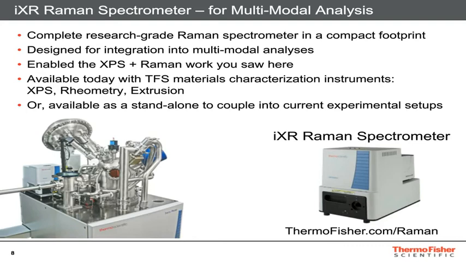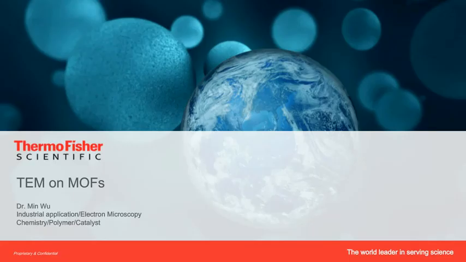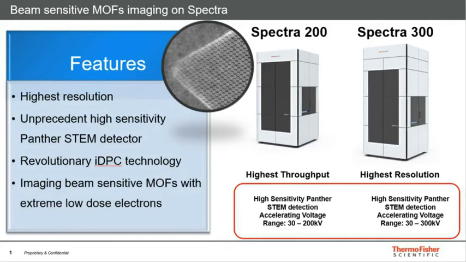So, thanks to Matt's introduction. In this session, we will discuss how to image beam-sensitive metal-organic frameworks, another common term, MOFs, in the Spectra TEM platform. The benefit of Spectra is that it provides the highest throughput with Spectra 200 and the highest resolution with Spectra 300, down to sub-angstrom scale. We can also combine the high-sensitivity Panther STEM detector and the revolutionary iDPC technology to image beam-sensitive MOFs with extremely low-dose electrons.